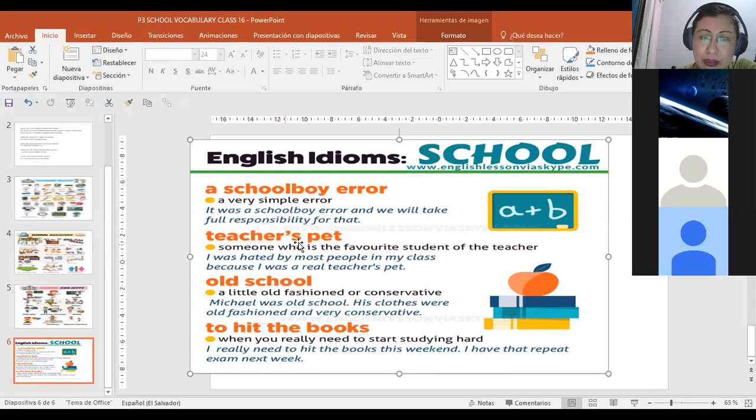Recuerden que este apóstrofe y esta S significa que a este sujeto le pertenece la siguiente palabra, ¿verdad? O el siguiente noun que yo voy a mencionar. En este caso, la mascota, pet, del profesor, teacher's pet. Es como que podríamos decir, teacher, que es yo-yo con el maestro, algo así. Pero veamos la definición. Dice, someone who is the favorite student of the teacher. Alguien que es el estudiante favorito del profesor.